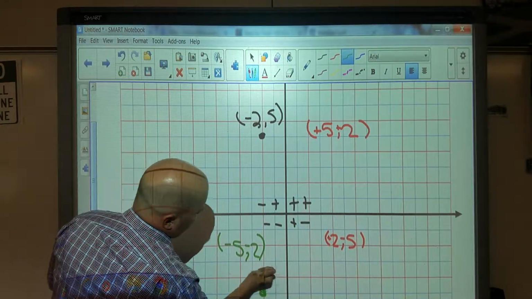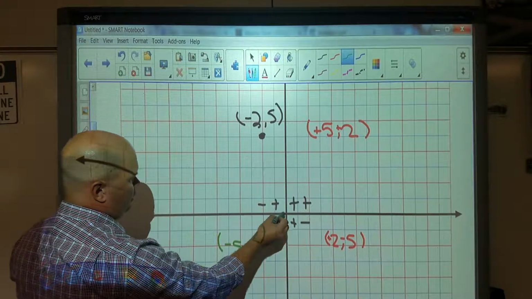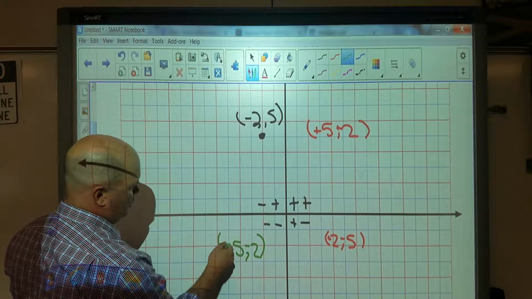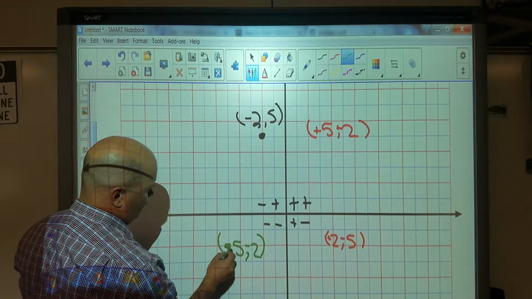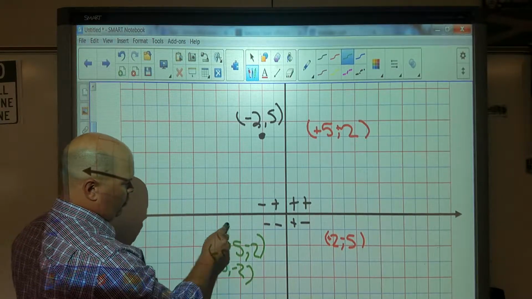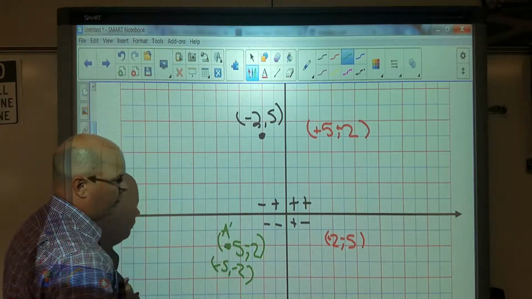Whoops. Terrible job of regraphing. Negative 1, 2, 3, 4, 5, 2. Whoops. Negative 2 would be right here. Negative 5, negative 2. There's my new prime figure.